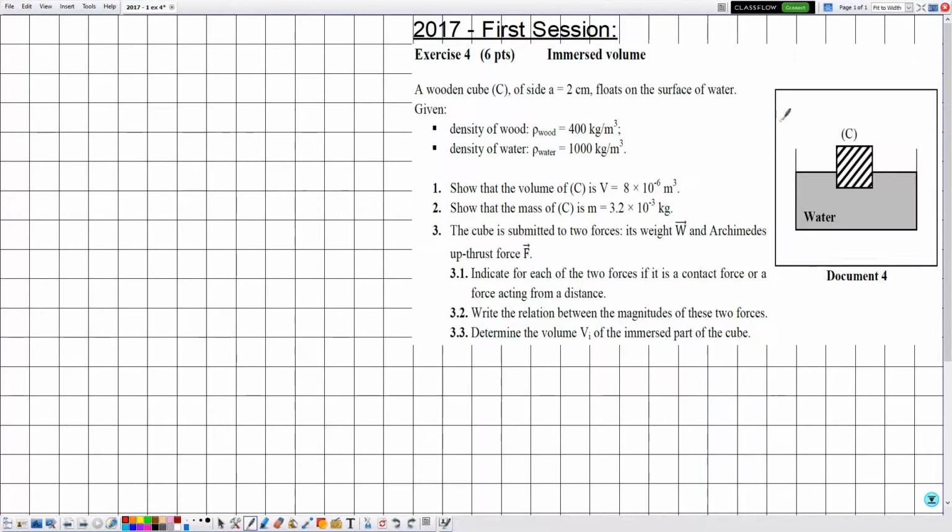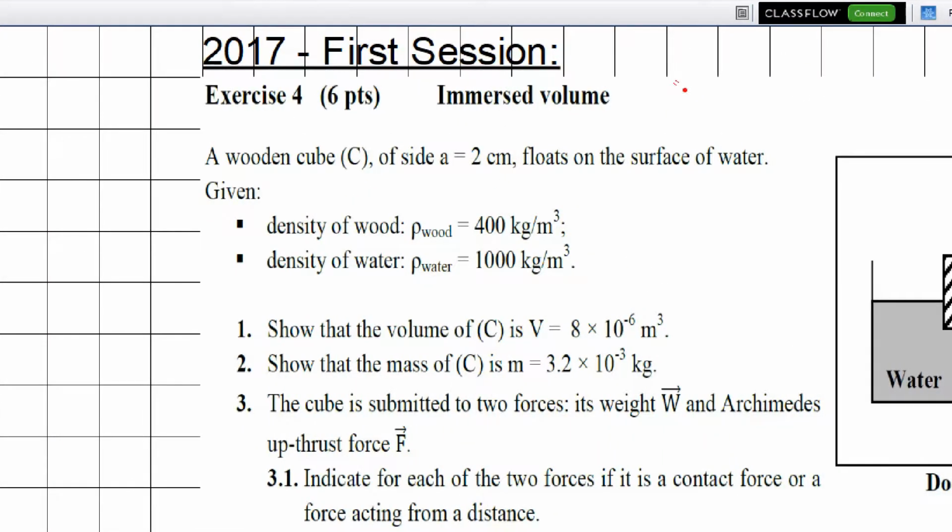In this one we are going to solve an exercise related to mechanics and the chapters of mechanical actions, equilibrium of a body, and Archimedes upthrust. This exercise was a previous one in the brevet exams in 2017 first session, exercise number 4. The title of this exercise is immersed volume.